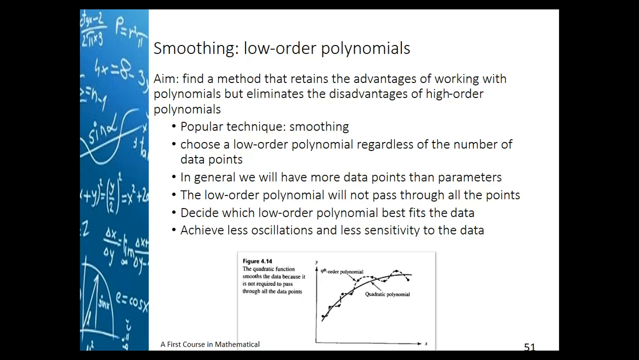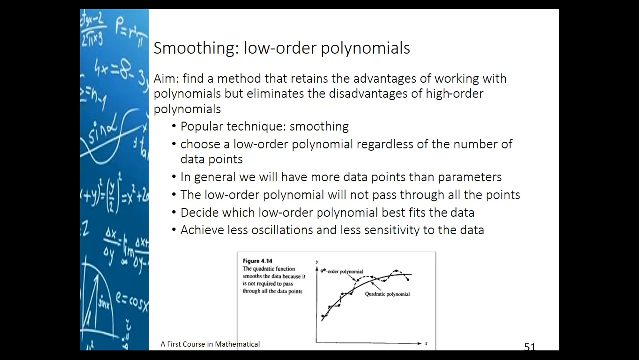Okay, smoothing, look at figure 4.14. Smoothing means you try to smooth the data. That's what it means by smooth the data. You don't need to have a higher order of polynomial. You can smooth the data. You can only get, for example, a quadratic polynomial.